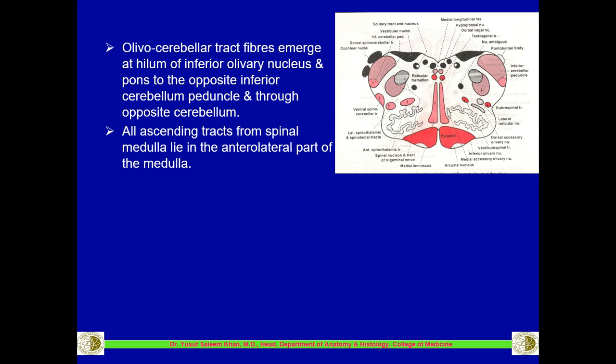All ascending tracts from the spinal cord lie in the anterolateral part of the medulla. All ascending fibers from the spinal cord lie in the anterolateral part.